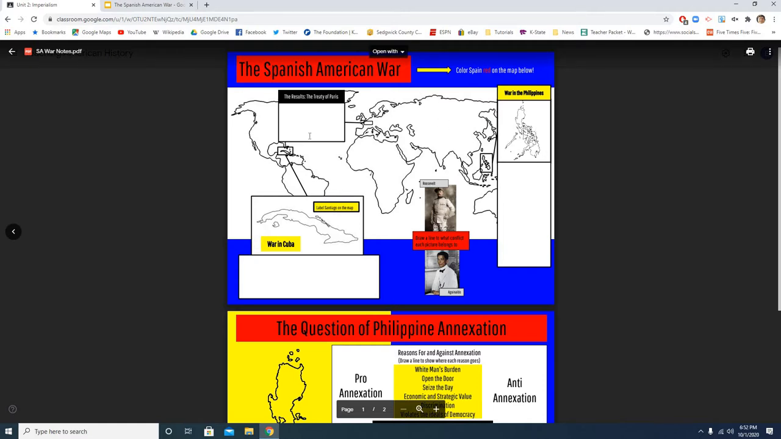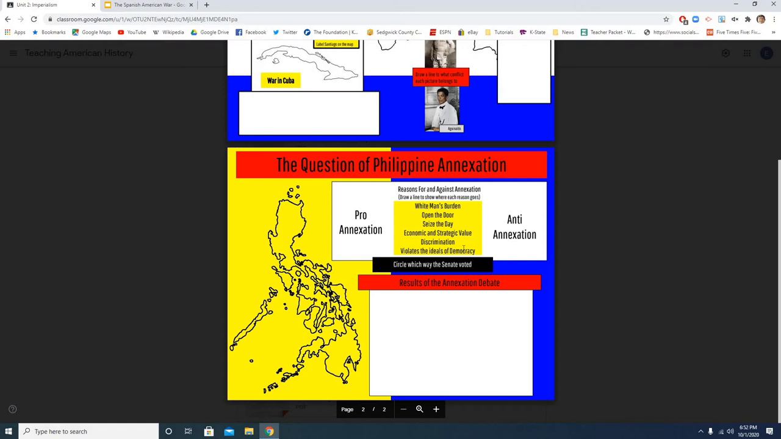The instructions on here are going to be going from Cuba here, a little bit in the Philippines, and then the Treaty of Paris. Then you need to connect these two men with the conflict they are involved in. Then down here is the question of the Philippine annexation, and you just need to draw a line for each of these, and then write a quick little note here on the results of the annexation debate.